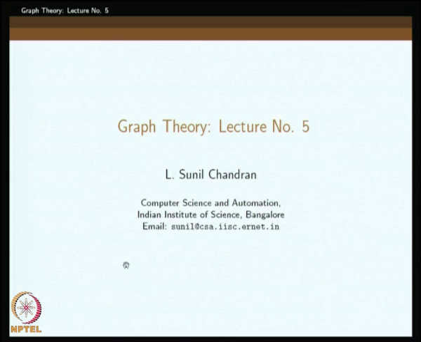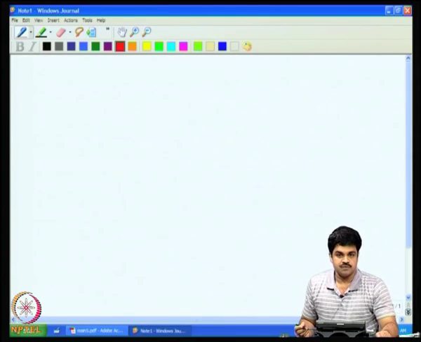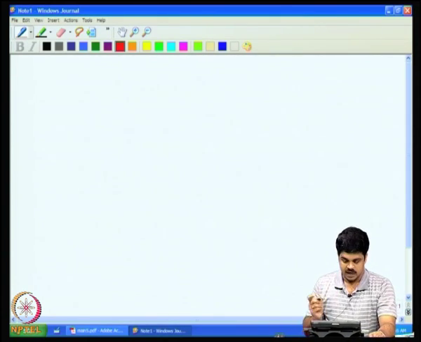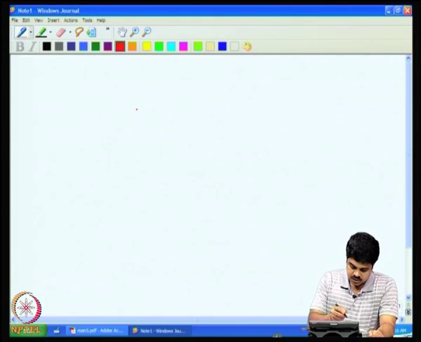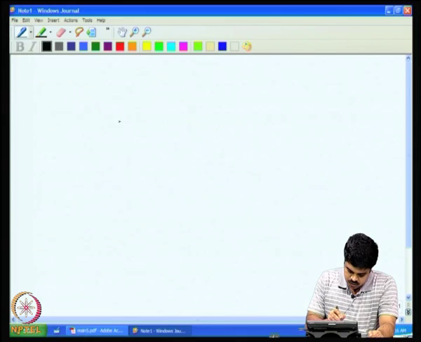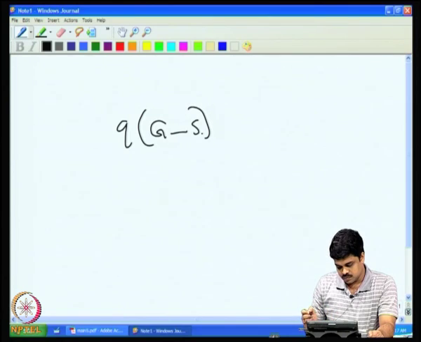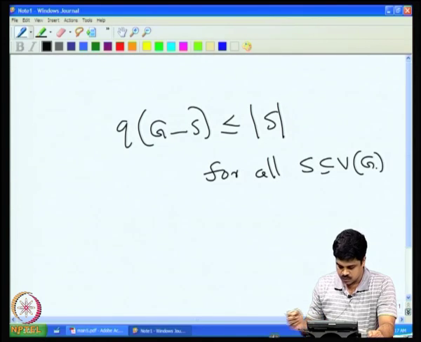In the last class, we talked about a necessary and sufficient condition for the existence of a perfect matching in a general graph, not a bipartite graph. This condition was Tutte's condition, which was expressed like this: Q of G minus S has to be less than or equal to the cardinality of S for all subsets S of V of G, right?